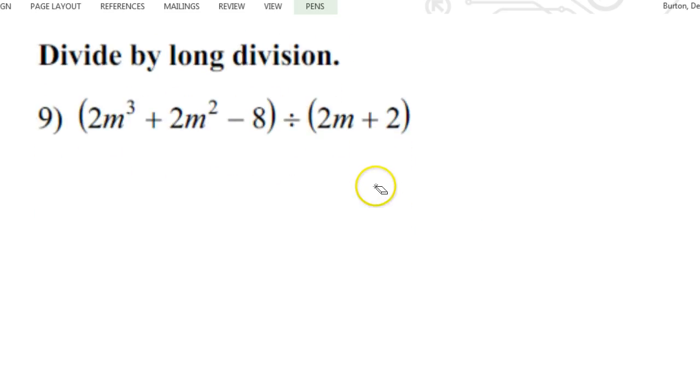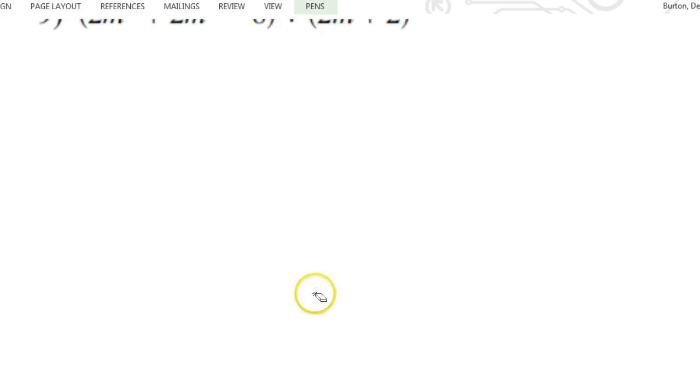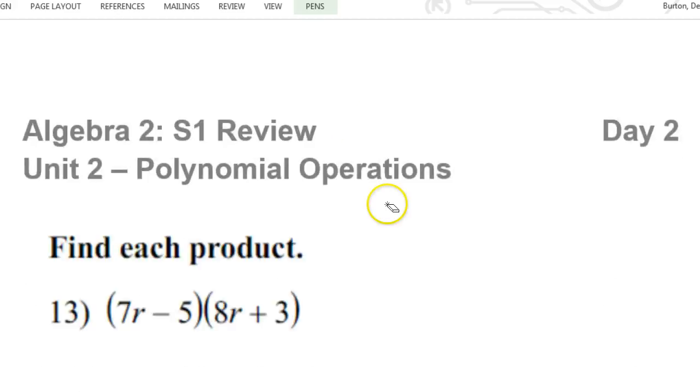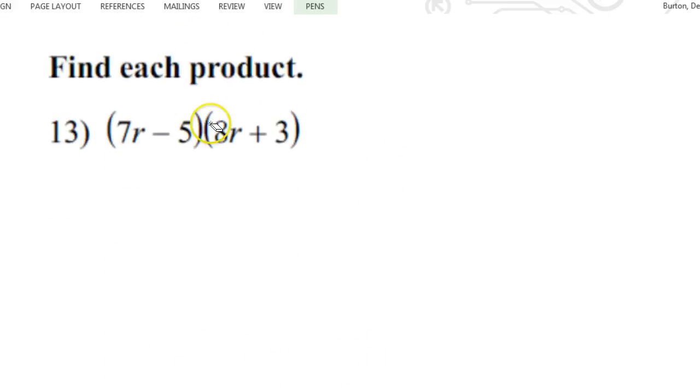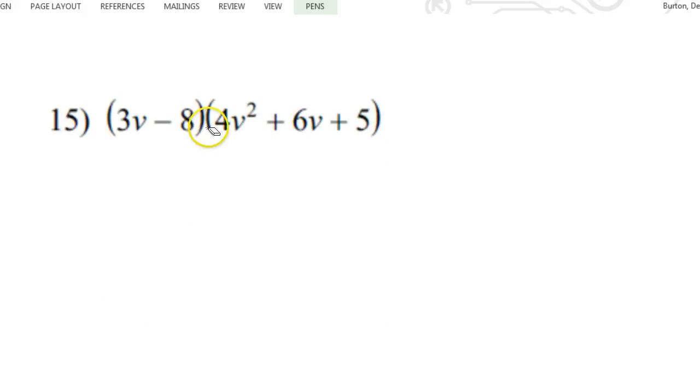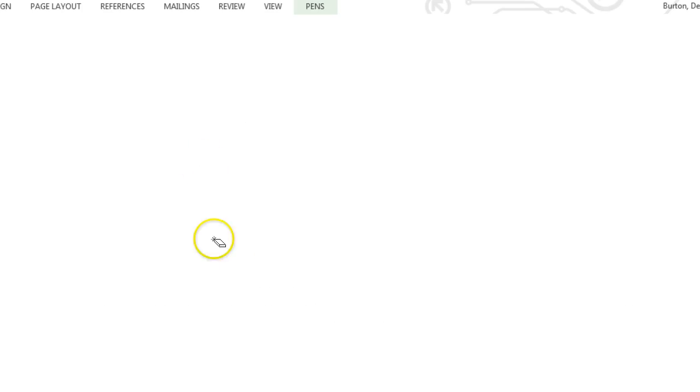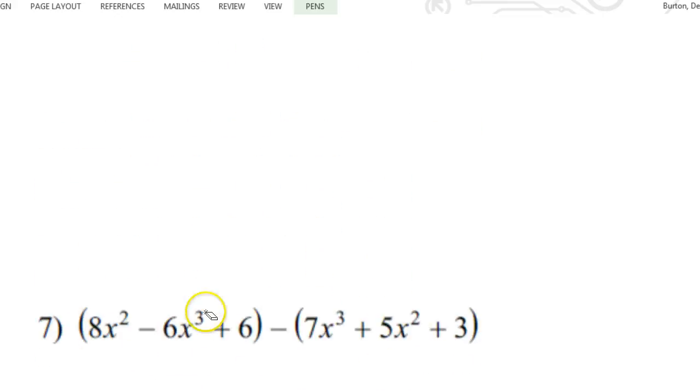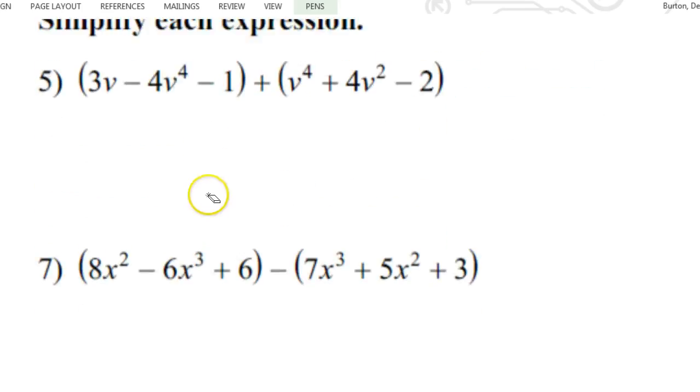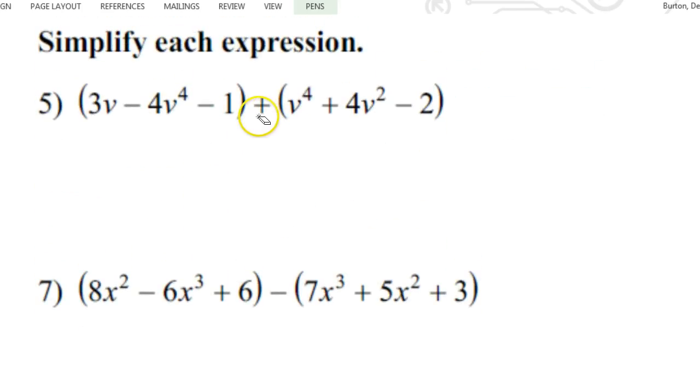If it's multiplication, where's my multiplication? It'll look like this, with nothing in between. This is what multiplication looks like. Alright, see how there's no plus or minus? This is multiplication. This, on the other hand, if I can get back to it, this is addition. That's why there's a plus sign.